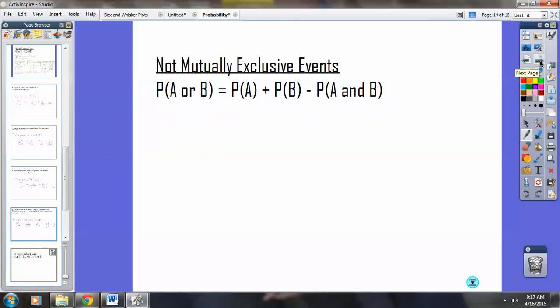Alright, the next thing we're going to look at is not mutually exclusive. Not mutually exclusive. And again, we typically see that word "or." That tells us either mutually exclusive or not mutually exclusive. So in this case, we'll find the probability of A plus the probability of B minus the probability of A and B. Actually, I don't even want to tell you. I want you guys to kind of find this out when we look at the first example.